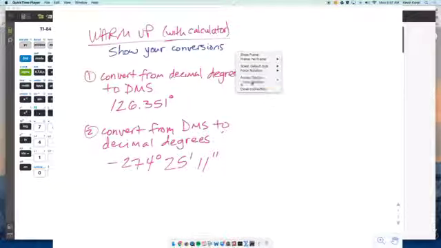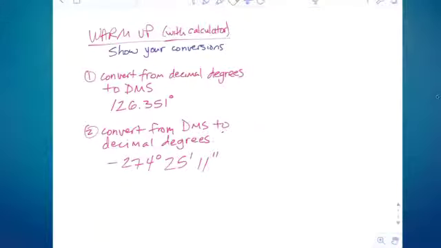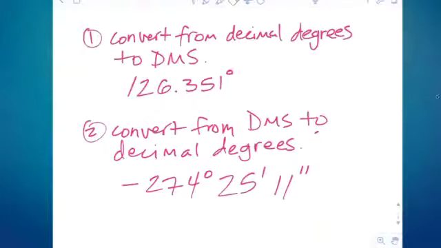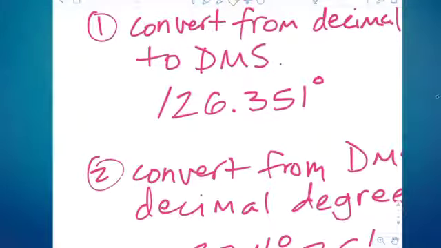All right. So your quiz tomorrow will be very similar to this. Notice it says show your conversions. The first one, we're converting from decimal degrees to DMS, which of course stands for degrees, minutes, seconds. The minutes and seconds are used to convert fractions of full degrees, like we have here 126 full degrees and 0.351 of a full degree.